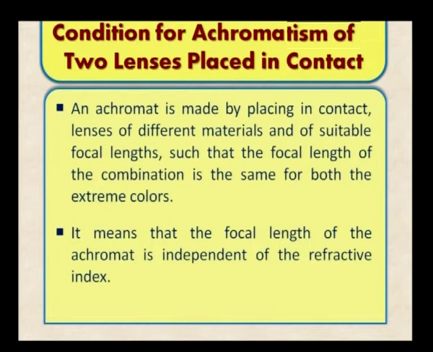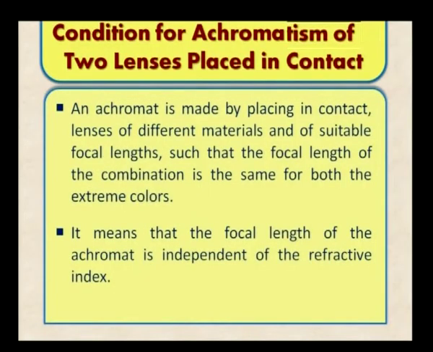Supposing you have two lenses, as I told you just now, you combine a convex lens with a biconcave lens and produce the achromatic combination. An achromat is made by placing in contact two lenses made of two different materials having suitable focal lengths, such that the focal length of the combination is the same for both extreme colors, violet and red. So, the aberration should be annulled. The defect caused by the convex lens should be annulled by the concave lens. It means the focal length of the achromat is independent of refractive index.